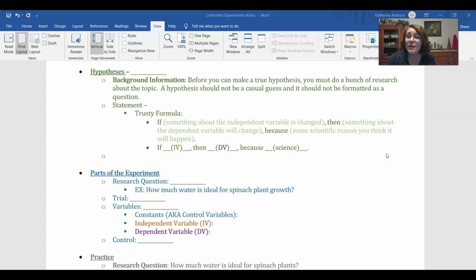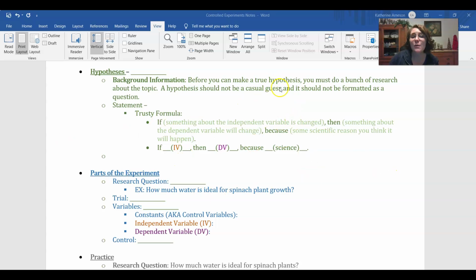But if you had background knowledge about wavelengths of light and also how plants absorb light for photosynthesis, you probably would not choose green light. You'd probably say if green light is shown upon a plant, then the plant will die because plants do not absorb green light, they reflect it. And so that would be a really good scientific hypothesis.